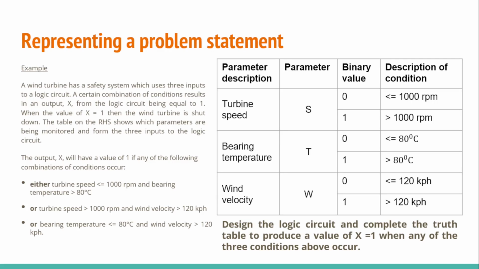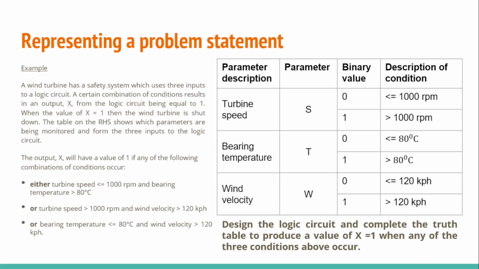The next segment here is to represent a problem statement, and we have a typical example. I'm going to read out the wordings of this example. A wind turbine has a safety system which uses 3 inputs to a logic circuit. A certain combination of conditions results in an output X from the logic circuit being equal to 1. When the value of X is 1, then the wind turbine is shut down.